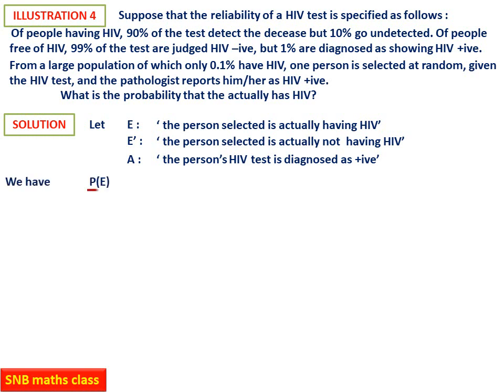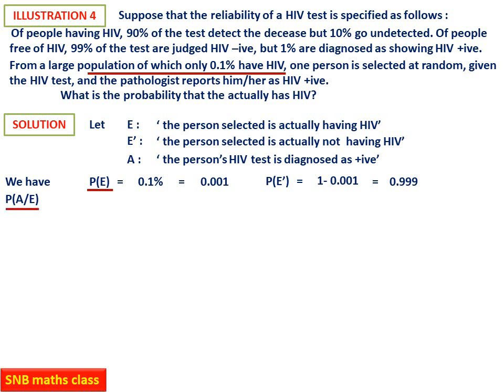Then we have the following information. Probability E: from the large population of which only 0.1% have HIV, therefore probability E will be equal to 0.1%, that is 0.001. This is probability E. Now definitely probability E complement will be 1 minus 0.001, that is 0.999. So this is one thing.